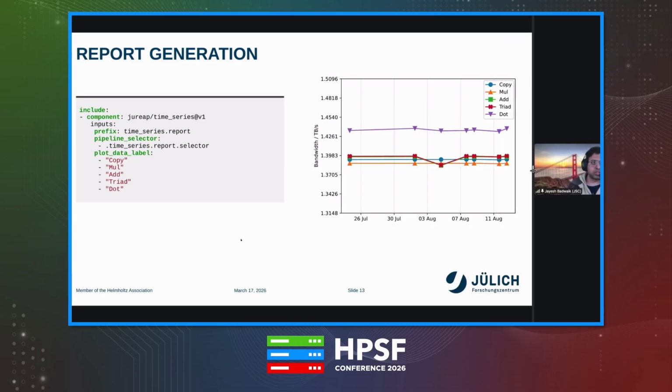And we use this again to do time series. So you could see, we could just put a new component and then decide what we want to plot. So here we also plotted, for example, different figures of merit. This is a stream benchmark and we plotted all these benchmarks in them, the subcomponents.